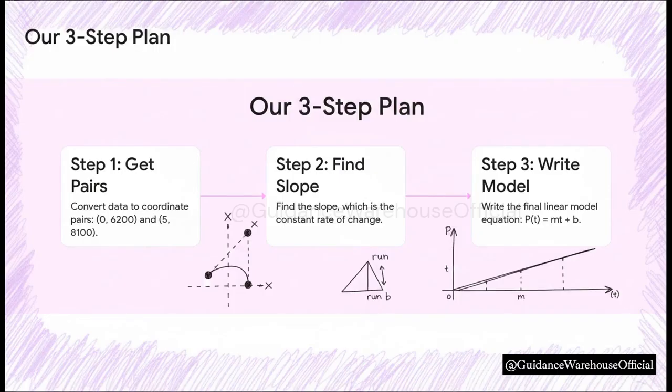And we can crack this with a simple 3-step plan. First, just to make the math way easier, we're going to pretend 2004 is our time 0. Second, we'll calculate the rate of change. You might also know that as the slope. And finally, we'll use all that info to write our full predictive model.